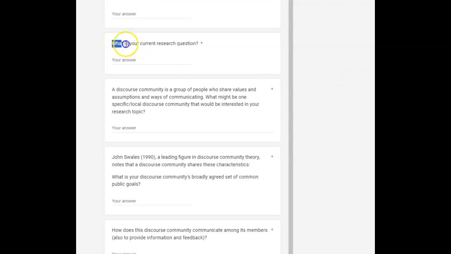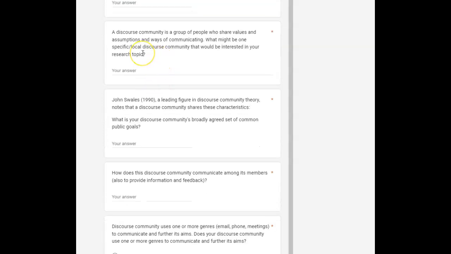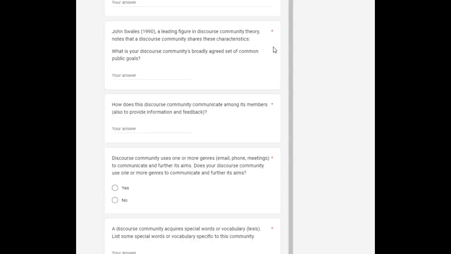I want us to return to our Padlet from last week and think about what is a research question that you've really been inspired by. Some of you offered a couple, so either condense them into one or just select one of those questions that you're most connected to. I want you to think about a discourse community and what might be one specific local discourse community that would be interested in your research topic. Remember, we don't want a group that has millions of people. Let's try to narrow it down to a smaller group, a group that we might have a larger influence on.